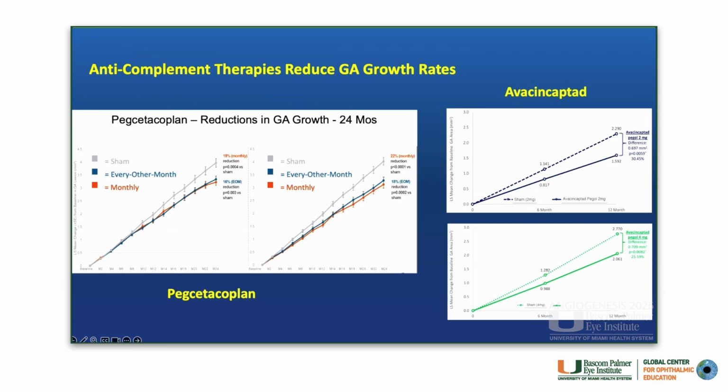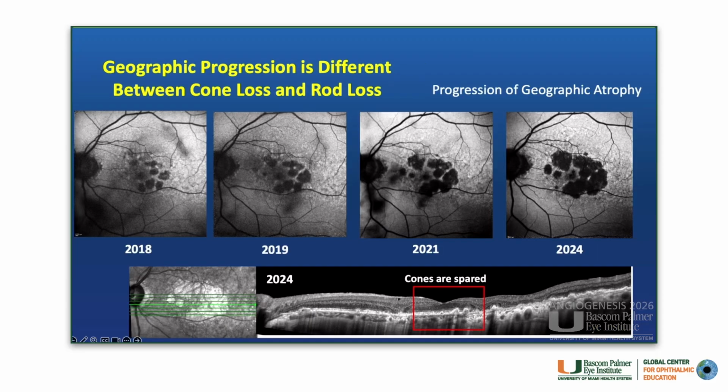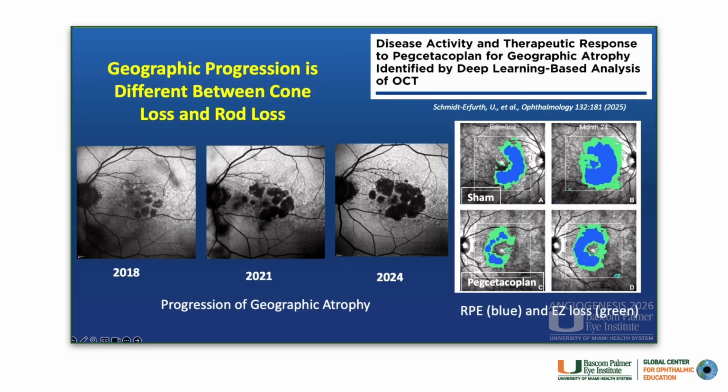Again, the rates of geographic atrophy expansion are reduced with both agents, but it's also important to understand that in many cases, such as this case, over 6 years we can have extensive rod loss, and yet the center 1 millimeter, the cones, are preserved even after 6 years, and this patient continues to have good visual acuity.